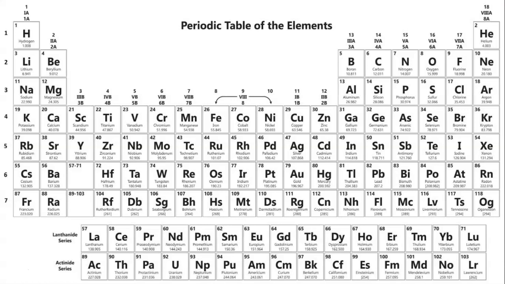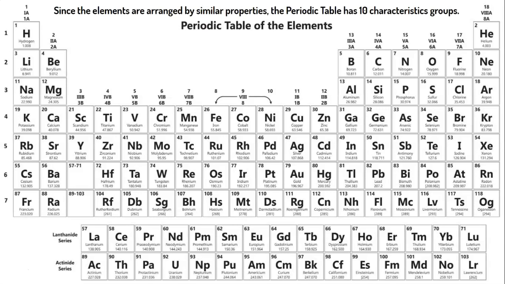Okay, so now I was talking about these characteristic groups, having these elements grouped up by similar properties. Let's go ahead and look at these groups. Since the elements are arranged by similar properties, the periodic table has 6 characteristic groups. So the first one is group 1 elements except for hydrogen.